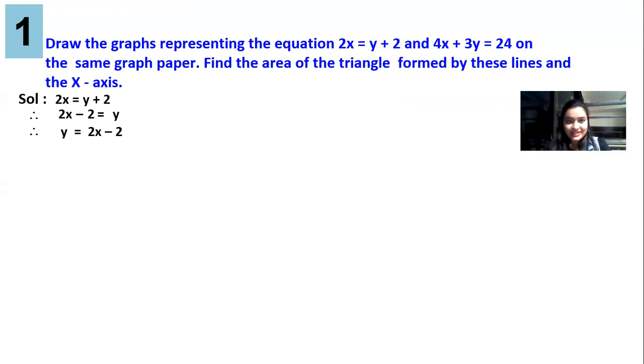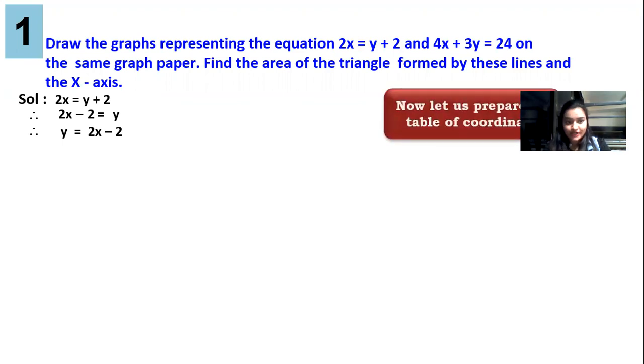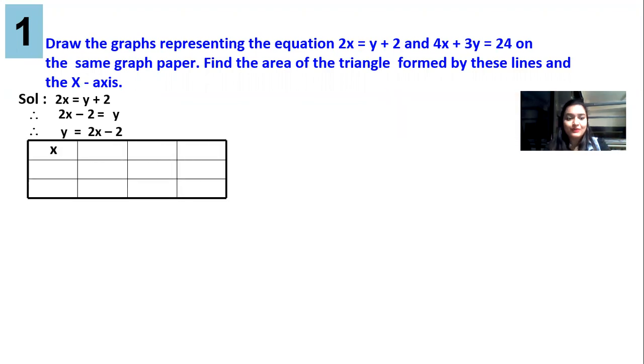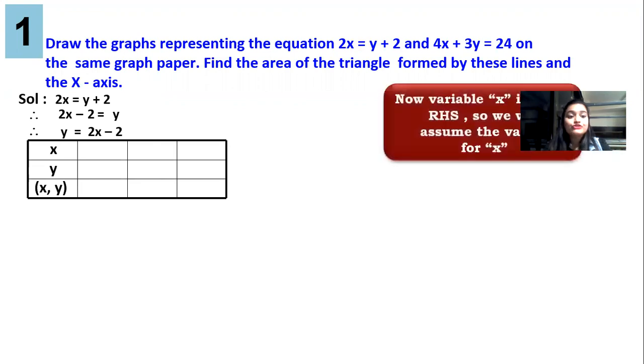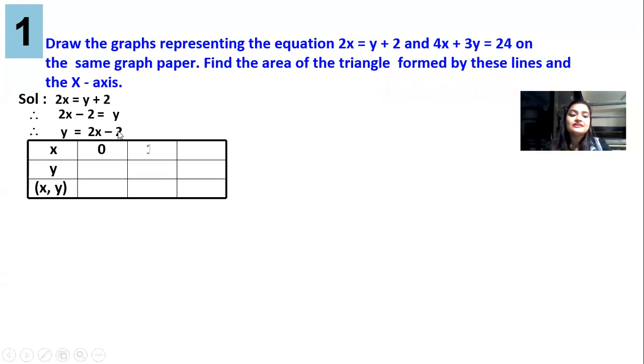Once I've got this equation, I'll make a table with coordinates x, y, x comma y. Now guys, over here, you will always assume a value for the variable which is on the right. Over here, the variable which is on the right is x. So you will assume a value for x. If it is not a denominator based equation, see, it is not a denominator based equation. So you can easily consider the values 0, 1, 2.